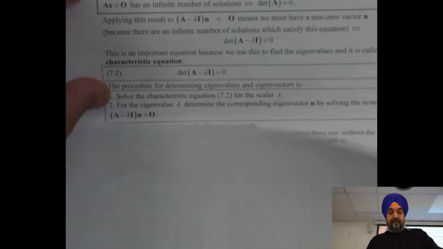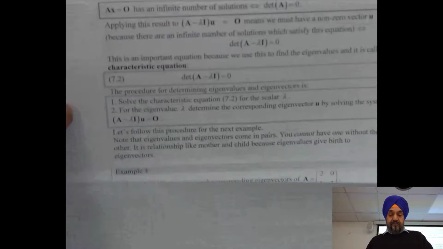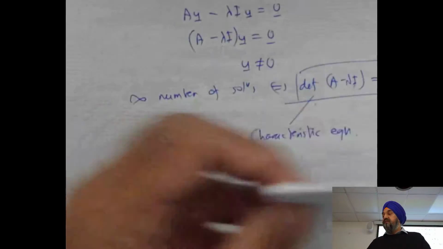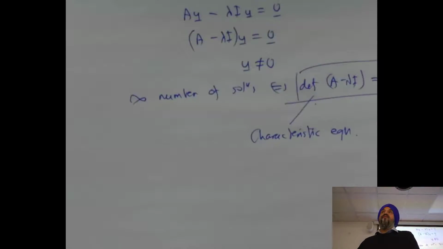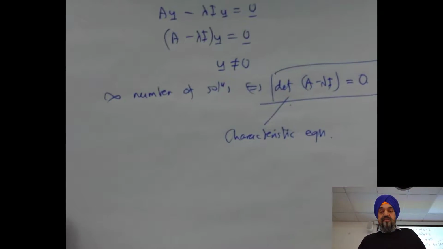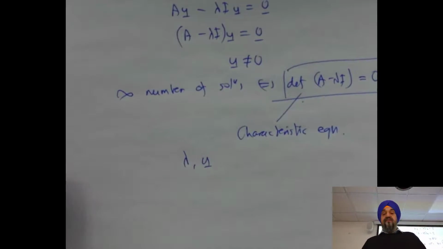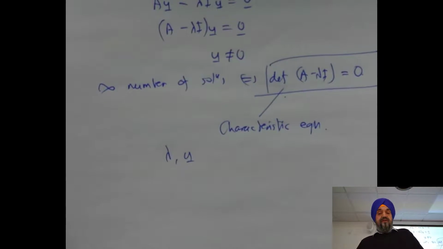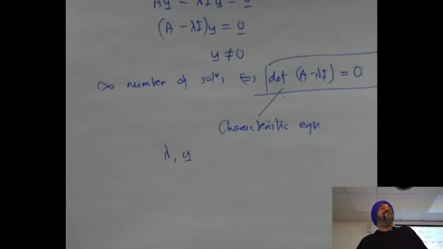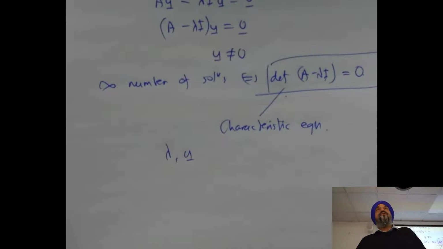Okay, so let's do some examples. First thing is eigenvalue, eigenvector. They come in pairs. They won't come on their own. They will definitely come in pairs. It's like a mother and baby relationship. Why do you think I'm calling it a mother and baby relationship? It's a good analogy to make.